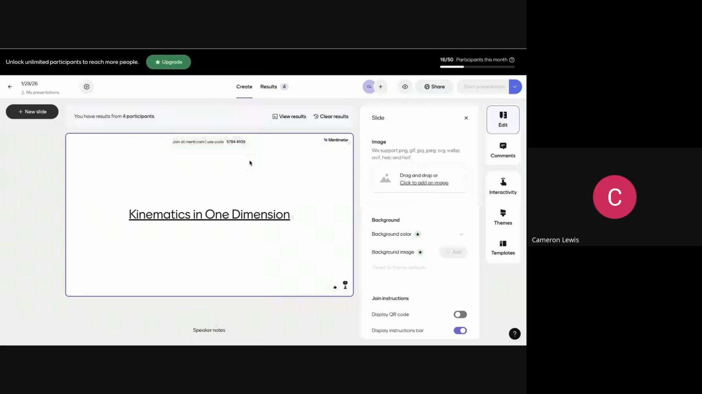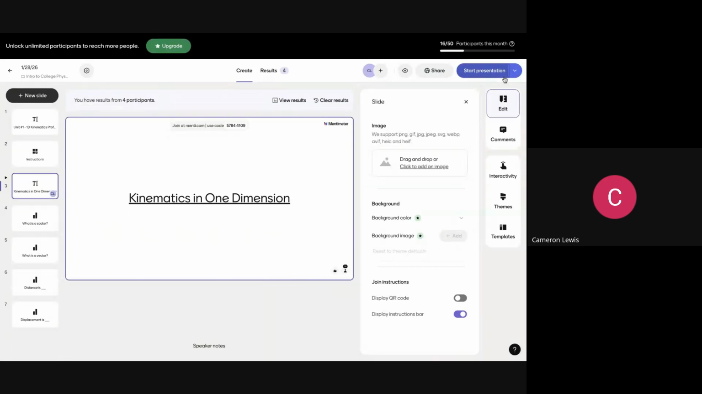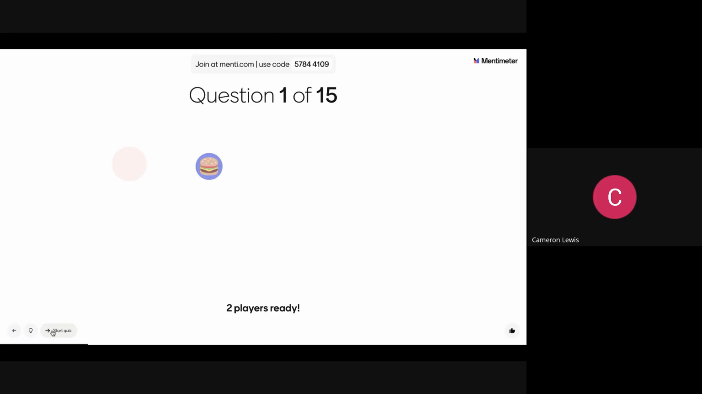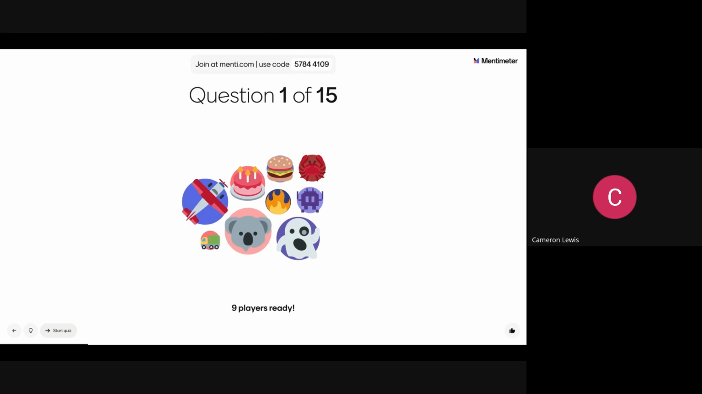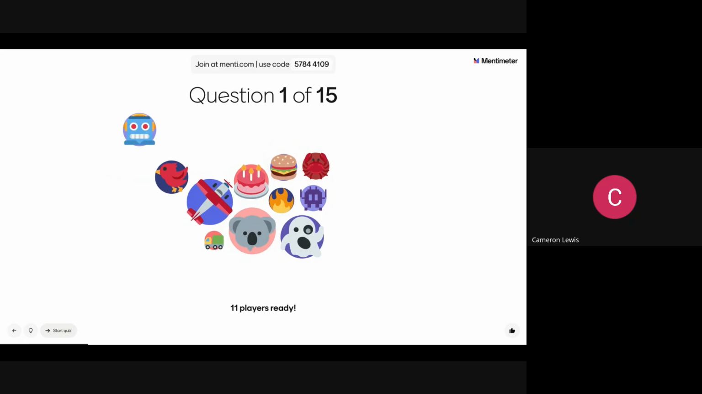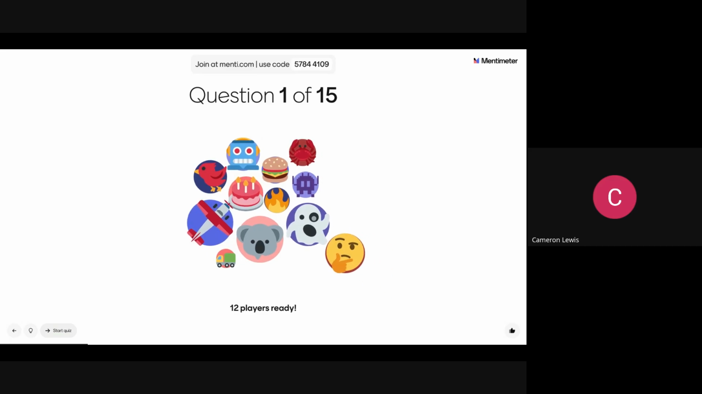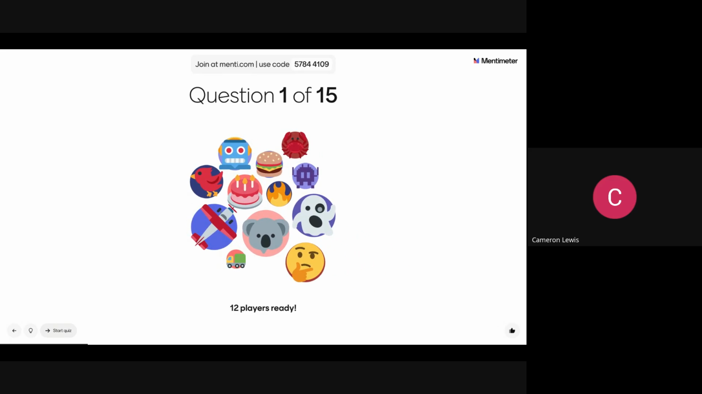Now let's go back to Mentimeter. Let's play around and see how we're doing. Once again, the code is in the chat, 57844109. About 11 people have joined. If you're still trying to get logged in, you can still join at any time, but let's go through some of these problems.